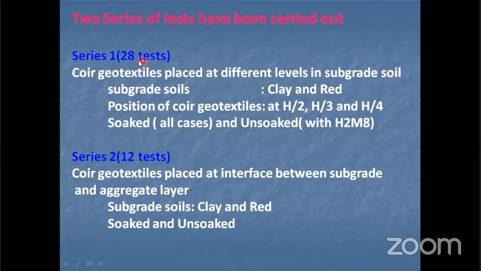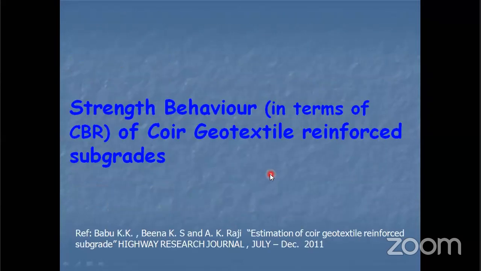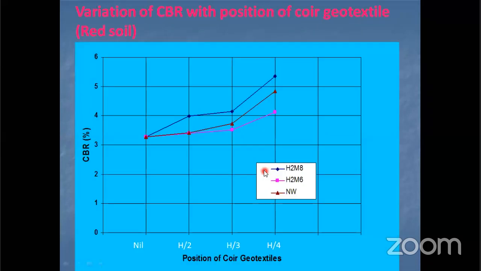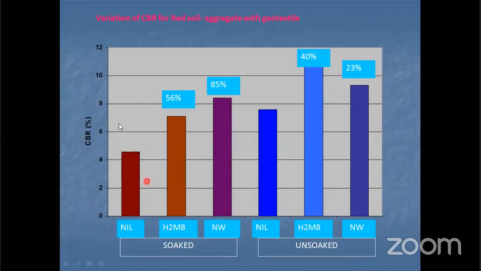Around 28 tests were done in series 1 and 12 tests in series 2. Here, in series 1, coir geotextiles are placed at H2, H3, and H4, that is at different levels. In this one, we used only the subgrade, no waterbound macadam. In the second series of tests, we used the surfacing also, waterbound macadam surfacing we tried. So these are the results.